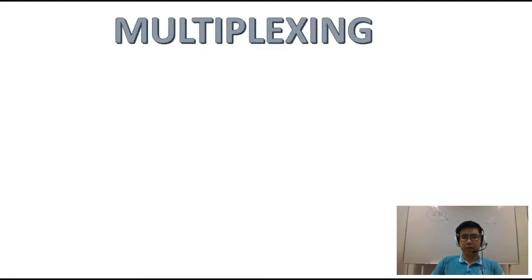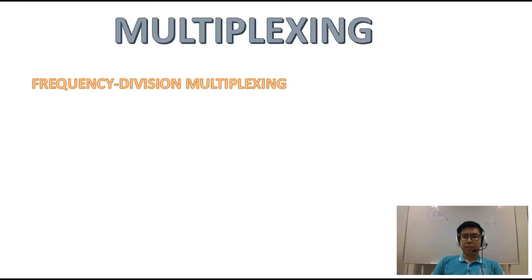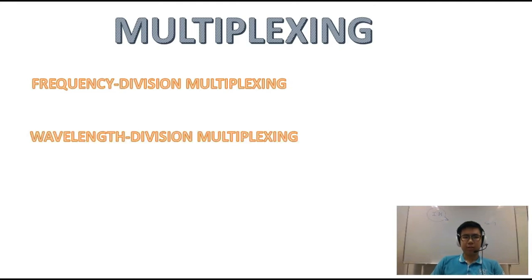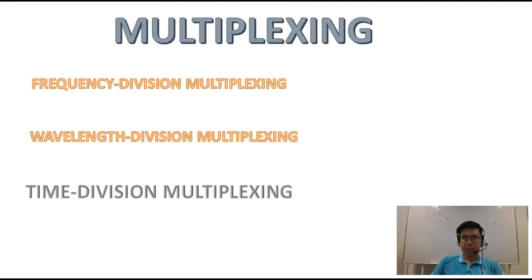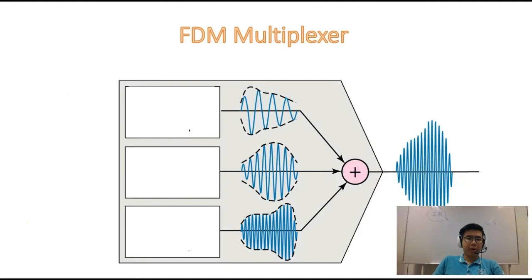So there are three types of multiplexing: frequency division multiplexing, wavelength division multiplexing, and time division multiplexing. The orange ones, frequency division multiplexing and wavelength division multiplexing, are analog multiplexing, and time division multiplexing is the digital multiplexing. And now I will show you the flow of FDM.